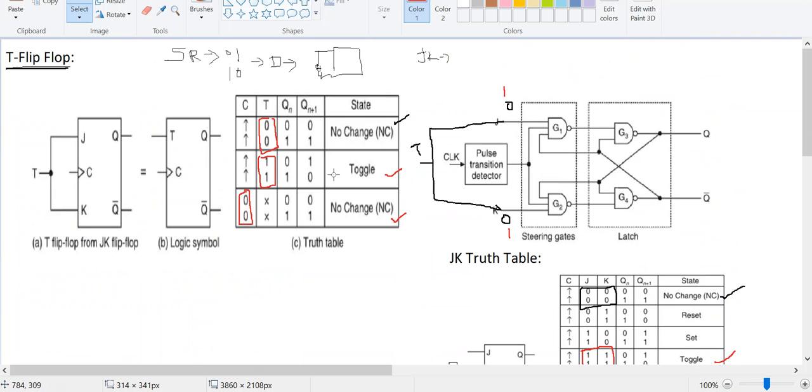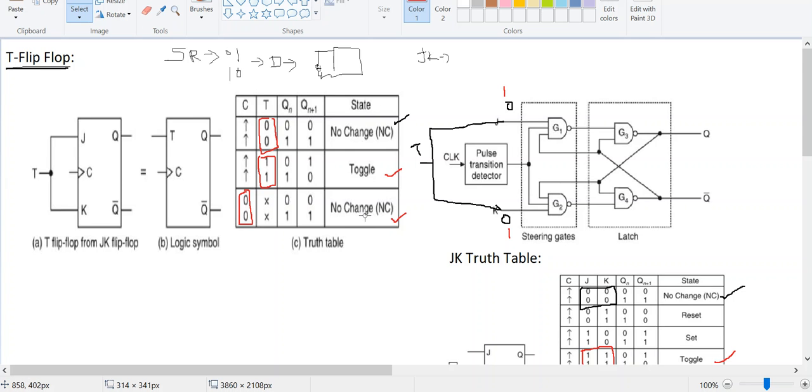Now, if you observe this particular truth table, when T is equal to 0, no change of state is occurring. No change means whatever Qn value you are giving, it is coming as it is. Therefore, I can have my state as Qn. If my T is equal to 1, it is the toggle state. If my clock is equal to 0, irrespective of the input T, my state is no change.